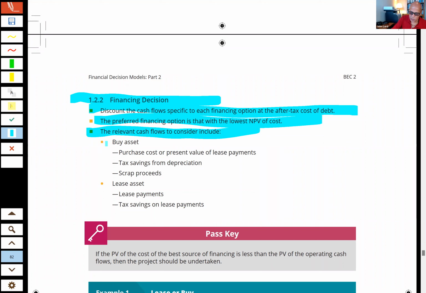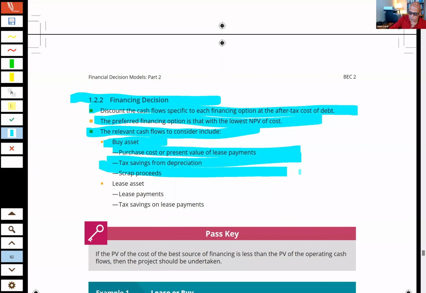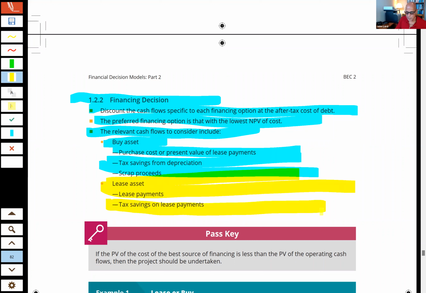And we have to consider, when we're buying the asset, purchase costs, tax savings of depreciation, and scrap proceeds, because we're going to actually own this asset and be able to sell it later. If it's leased, what are the lease payments? But because the lease payments are tax deductible, what are the tax savings on the lease payments? Okay, so this is really the financing decision.